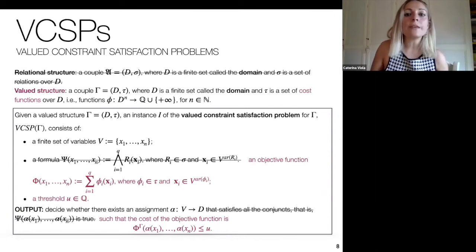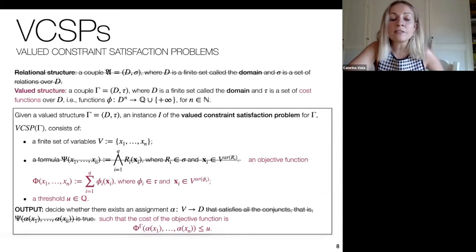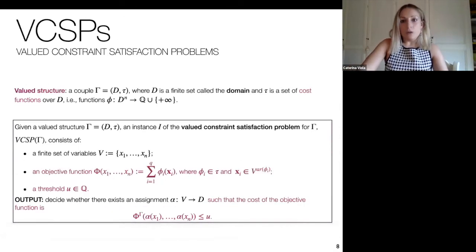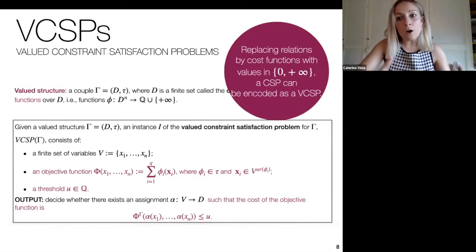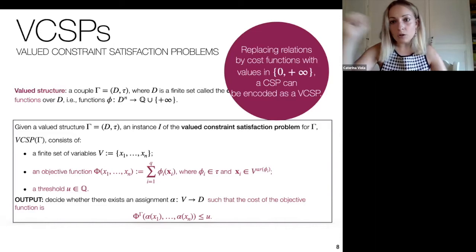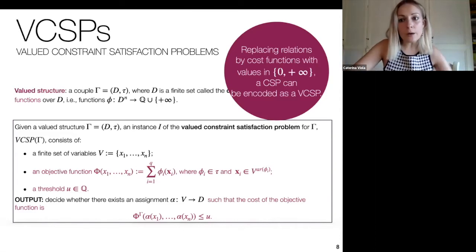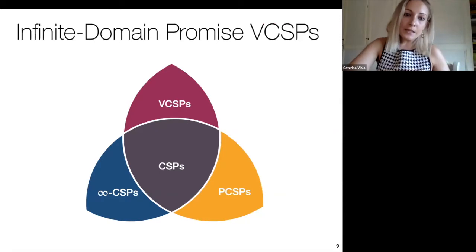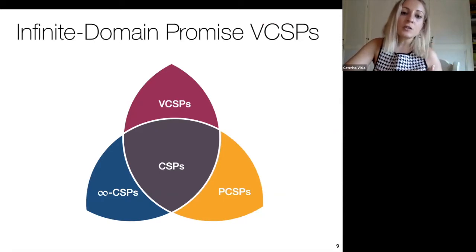The output of an algorithm solving VCSP of Gamma decides whether there exists an assignment alpha for the variables from V with values in the domain D, such that the cost of the objective function, which is defined as the value of capital Phi of alpha in Gamma, is at most the threshold U. All CSPs can also be encoded as VCSPs by replacing relations with cost functions with values in zero and plus infinity. So if we have a relation, we can encode it as a cost function by assigning f of t equals zero when the tuple t is in the relation and plus infinity otherwise.